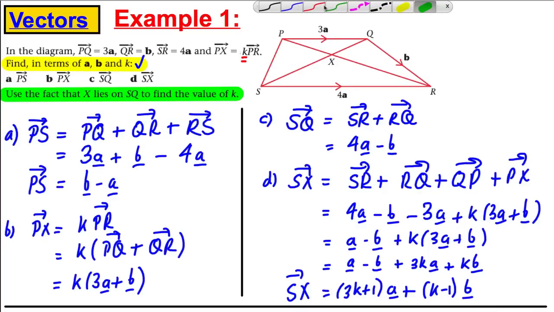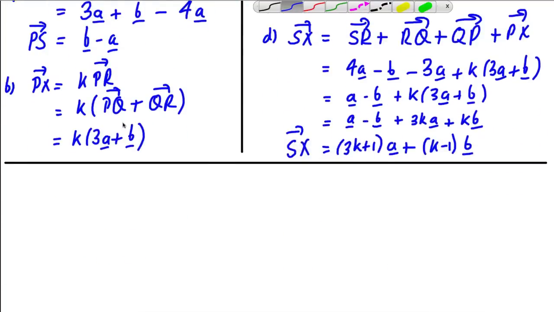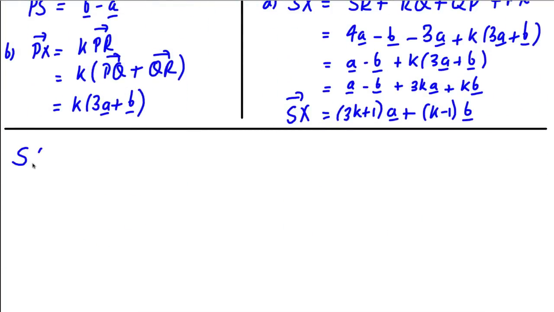Now, X lies on the line SQ. This means that S to X, this vector here, must be parallel to S to Q, this vector here. They must be, because they both share the same starting point, and X is on the line that goes to Q. So these two must be parallel to each other. So I can write that down as a statement: S to X is parallel to S to Q.